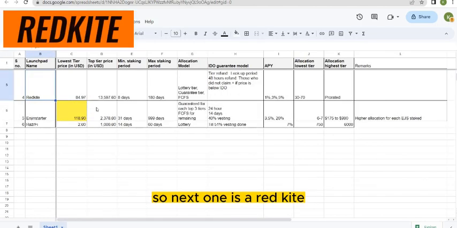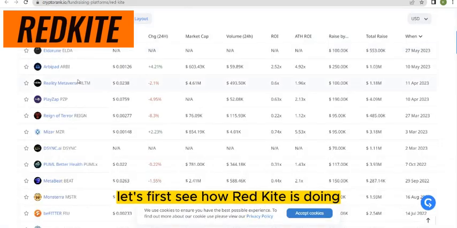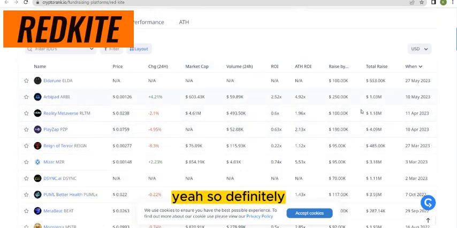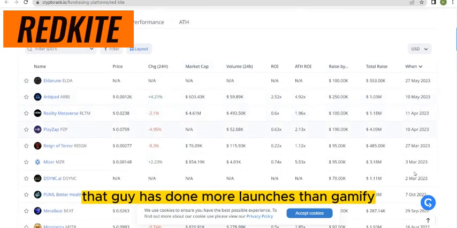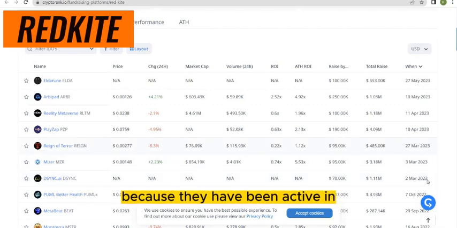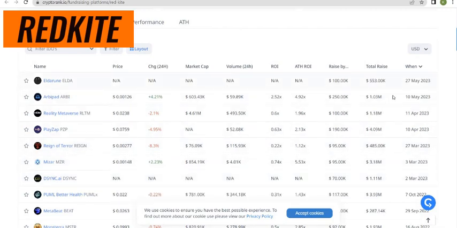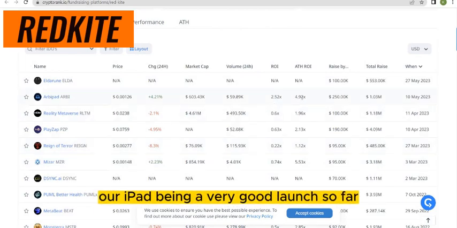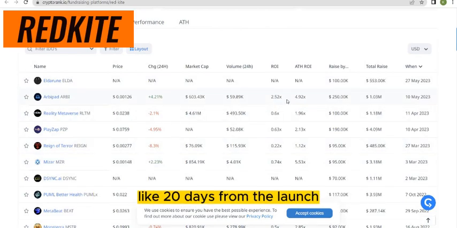So next one is Redkite. Let's first see how Redkite is doing and if they are doing some launches these days. Yes, definitely Redkite has done more launches than GameFi because they have been active in 2023 as well. So the period, of course, has been filled with some hits and misses, RYPad being a very good launch. For like 20 days from the launch, the token still trades at 2.52x price.